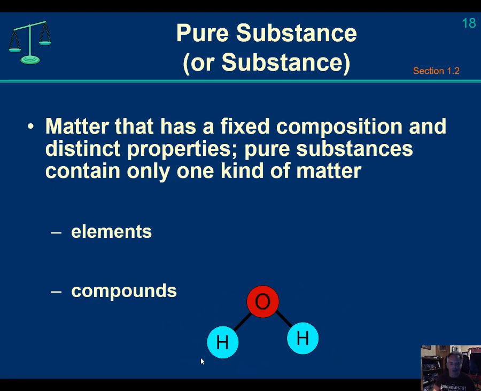the structure of water. It has one oxygen and two hydrogens, and that's a fixed composition. I can't add a hydrogen to H2O. I can't add an oxygen to H2O and have the same substance. Water has a fixed composition, H2O. And this is known as a compound. A compound is a substance composed of two or more different elements. And so if I have pure water, I have only molecules of water.